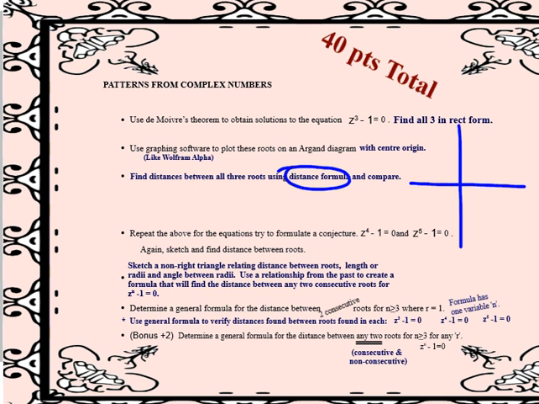Let's imagine this is that three-third roots thing, and you graph them, and they look like this, and this, and this. How did you find the distance? We used the what? Law of cosines. Good.